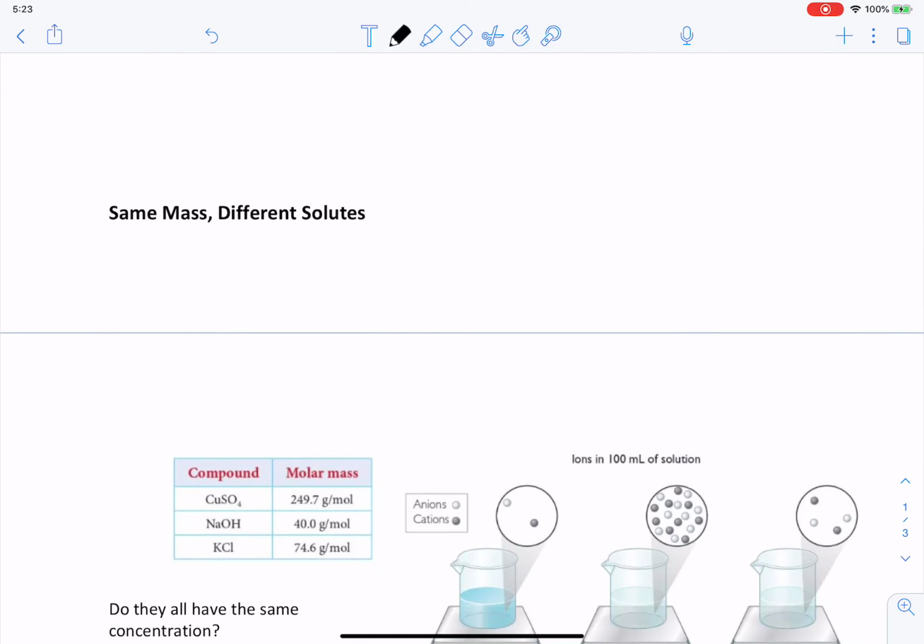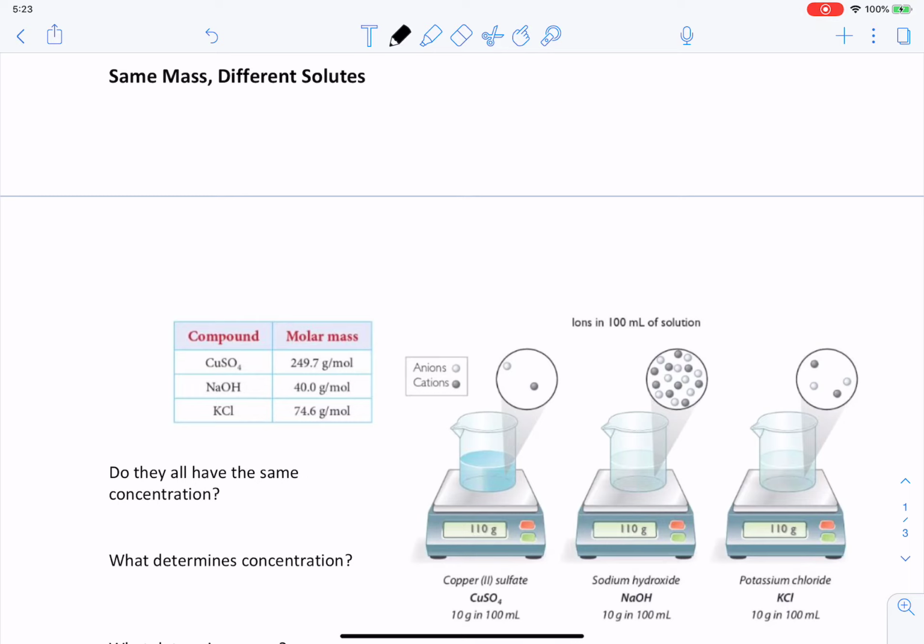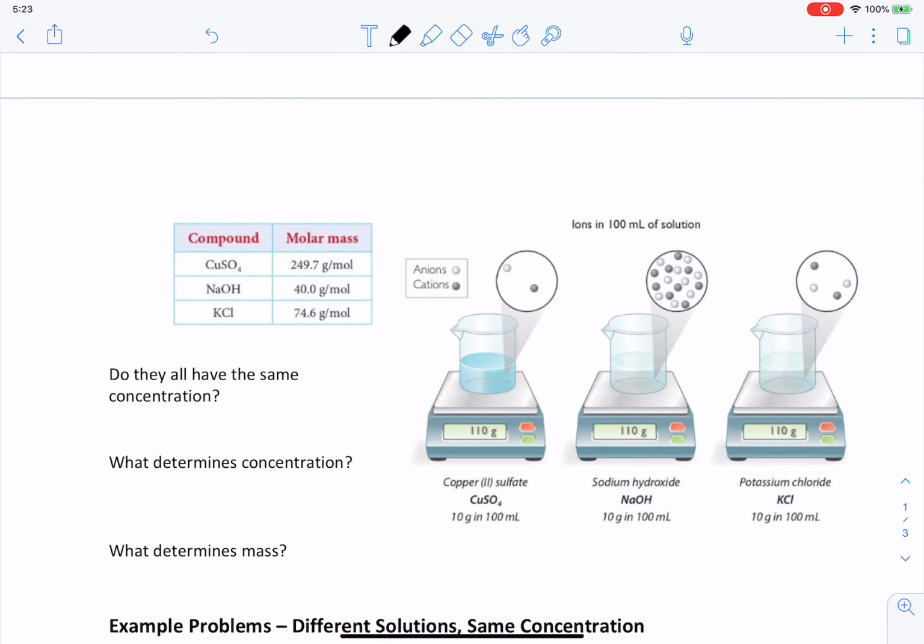All right, so with that in mind, we're going to take a look at some more solutions where we have the same mass but different solutes, right? So different things being put into the beaker. Imagine that you add 10 grams of 3 different solids to 3 different beakers, 10 grams in each one. The substances, though, are going to be different. So we have copper sulfate in the first one, sodium hydroxide in the second one, and potassium chloride in the third.